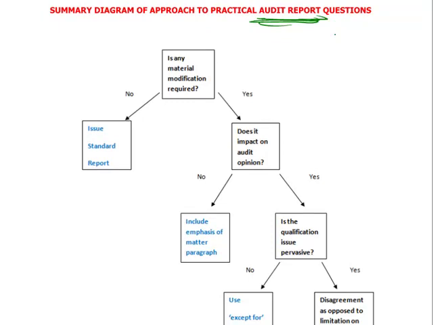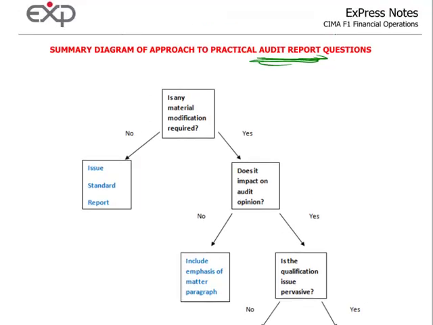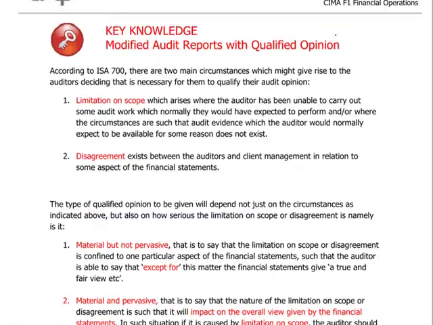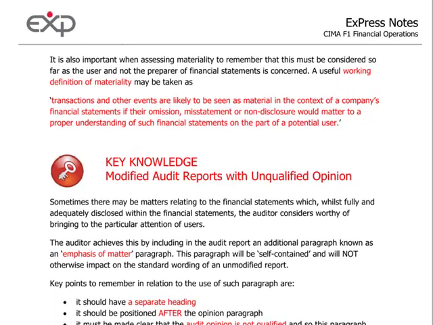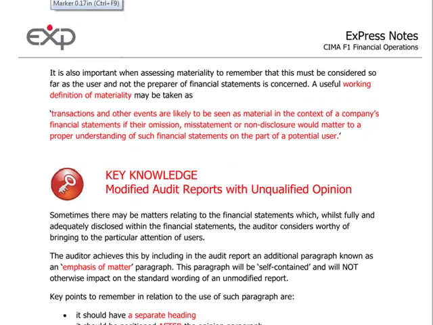So if you notice an issue, is that to be dealt with? Particularly, do we need to modify the financial statements and the numbers will change materially? Now, it's very important when we talk about materiality, everybody to understand what it means. And I will just basically go back a little bit to the definition of materiality, which says are transactions and other events likely to be seen as material in the context of a company's financial statements if their omission, misstatement, or non-disclosure would matter to a proper understanding of such financial statements on the part of a potential user.